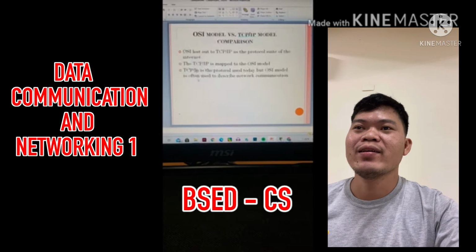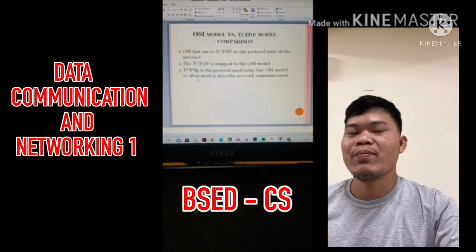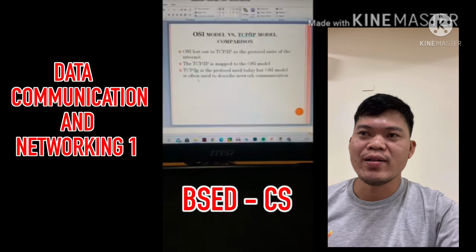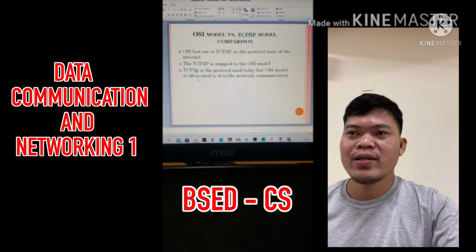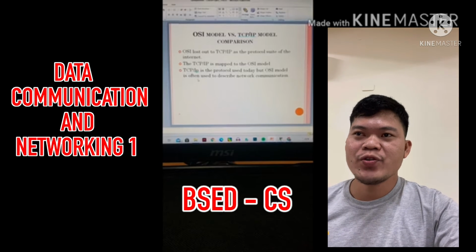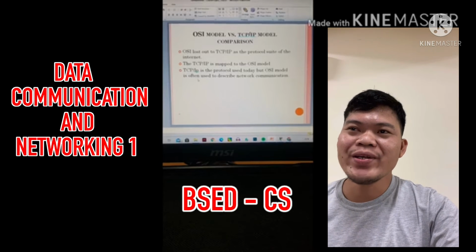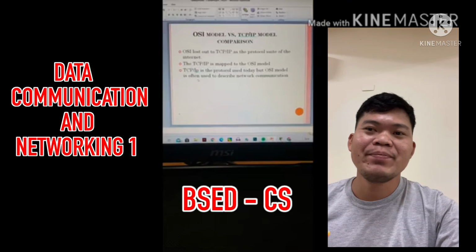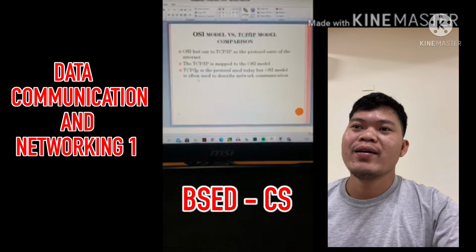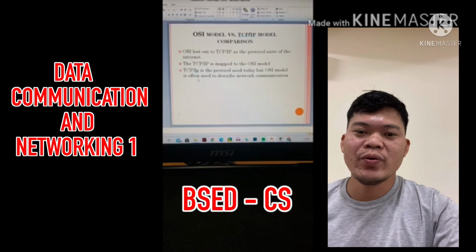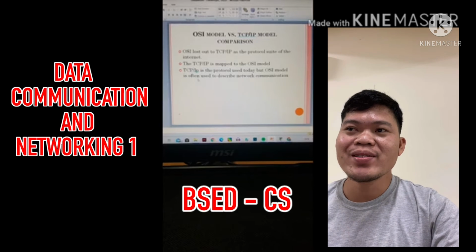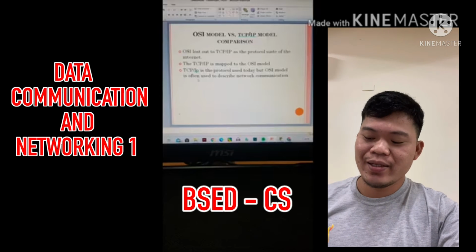So, the OSI model versus the TCP/IP model comparison. We're going to compare those 2 models: what are the differences and what are the similarities. First, the OSI model lost out to TCP/IP as the protocol suite of the internet. Secondly, TCP/IP is mapped to the OSI model. TCP/IP is the protocol used today, but the OSI model is often used to describe network communication.